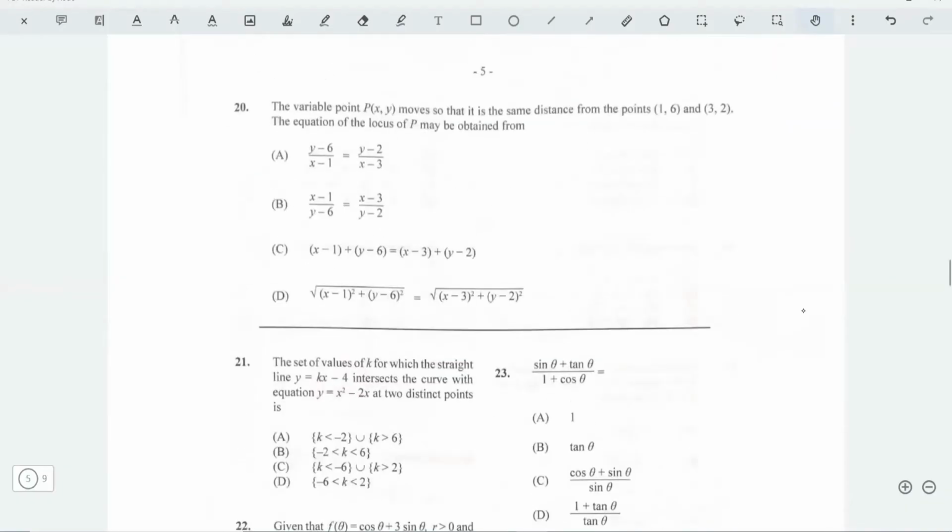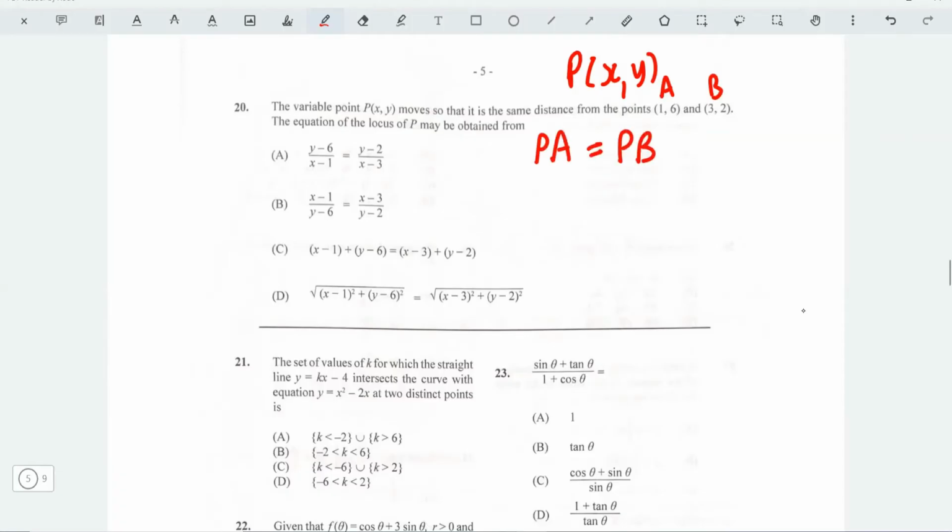Question 20 says the variable point P (x, y) moves so that it is the same distance from (1, 6) and (3, 2). What is the locus of P? So P is the point (x, y). If you call this A and this point B, then they're telling you that PA is equal to PB.